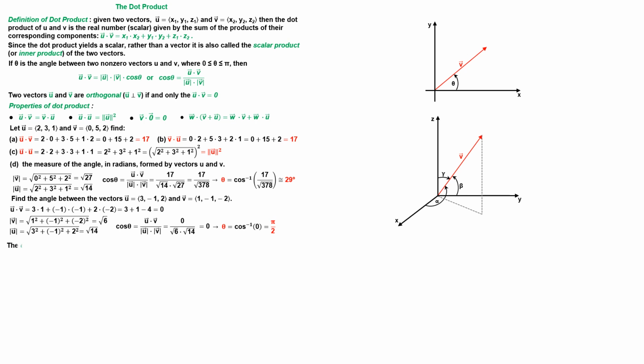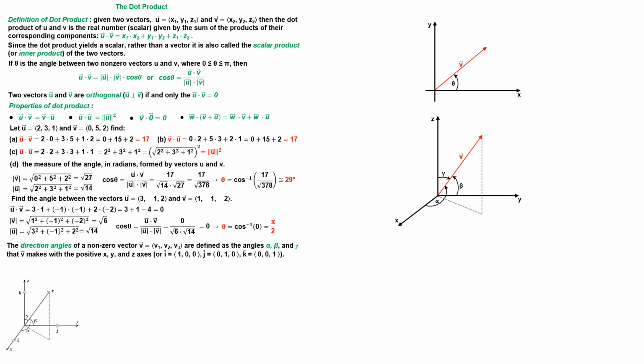The direction angles of a non-zero vector v are defined as the angles alpha, beta, and gamma that vector v makes with the positive x, y, and z axes. These direction angles lead us to a definition for the direction cosines. The direction cosines of a vector v are the cosines of its three direction angles.